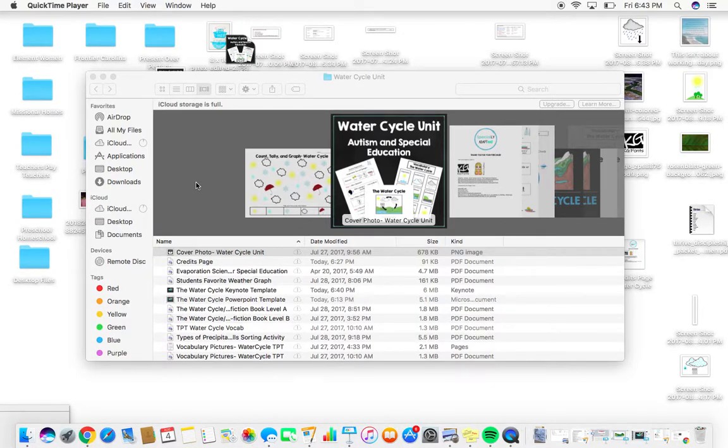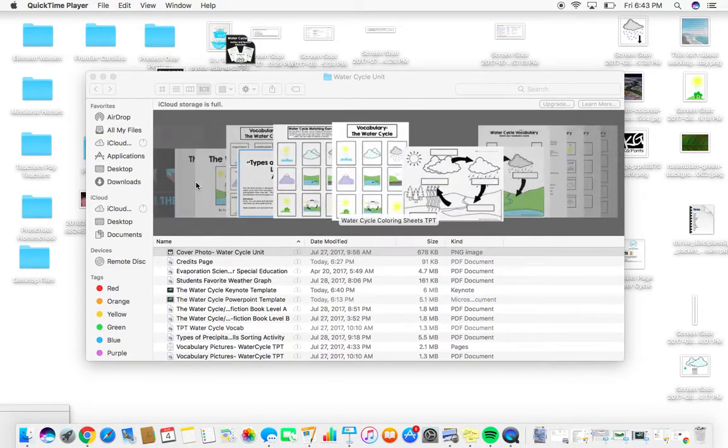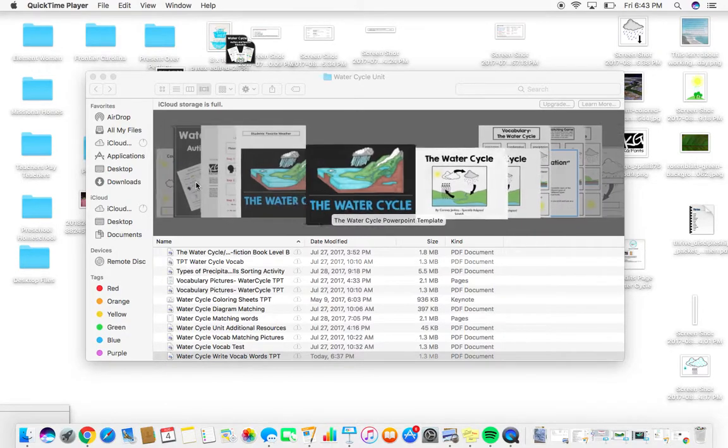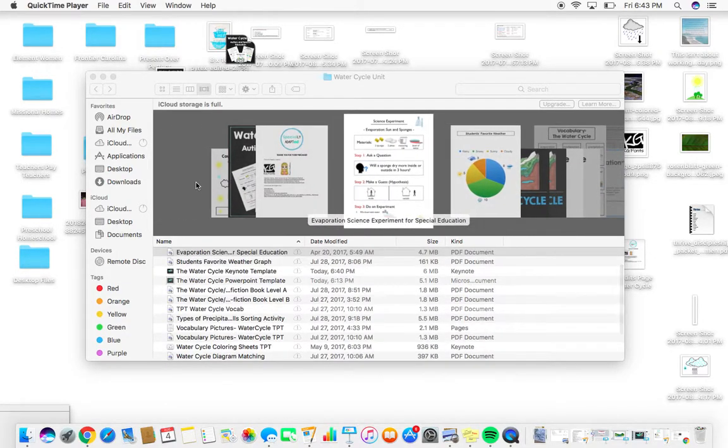I wanted to show you my new water cycle unit for autism and special education, and to show you what all is included in the unit. Whenever you download the file, it'll be a zipped file, and you will get all of the goodies that are in here. And I wanted to show you the different things that are included.